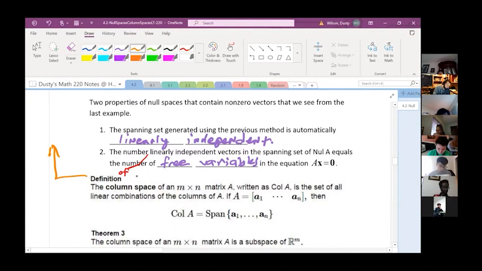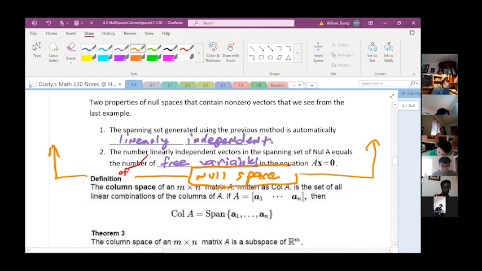So up to this point, we've been talking about what space? What have we been talking about so far? So thank you. We've been talking about the null space. Okay. Thank you to Ryan, Felix, Sammy, and Croy. So now we're gonna switch gears and we're gonna start talking about the column space.